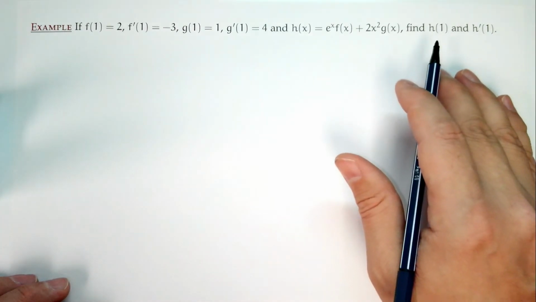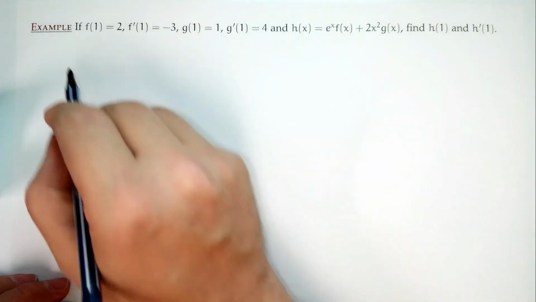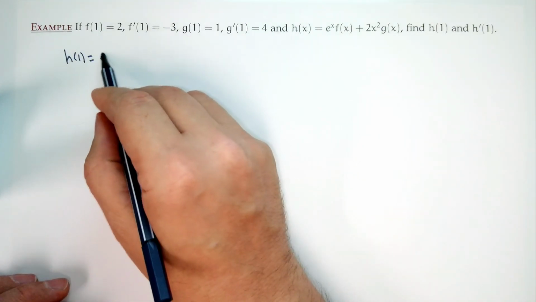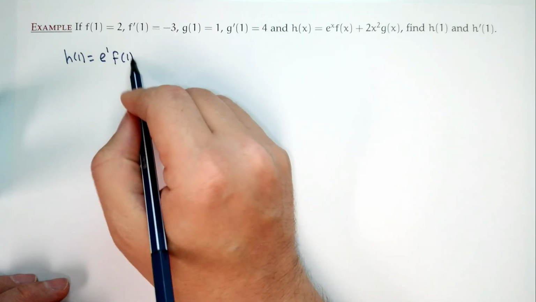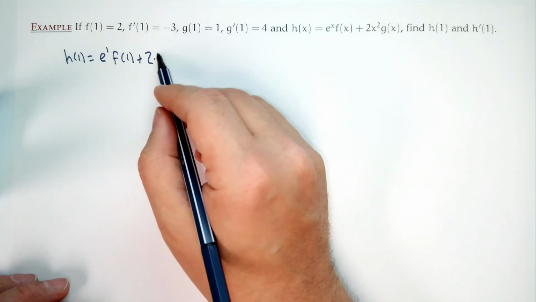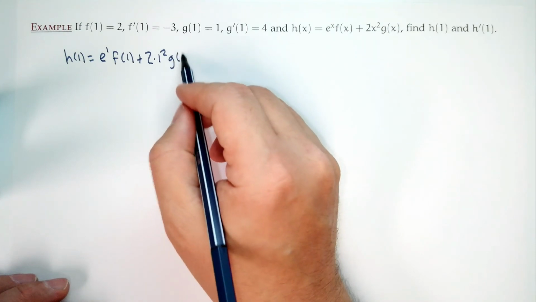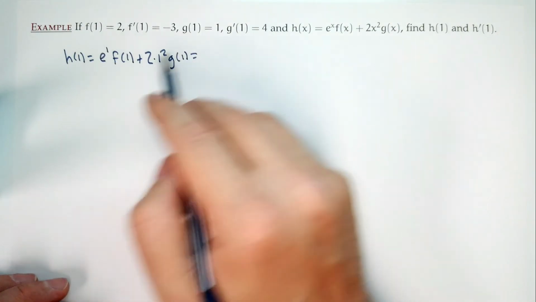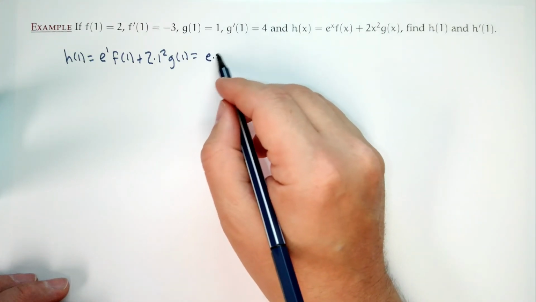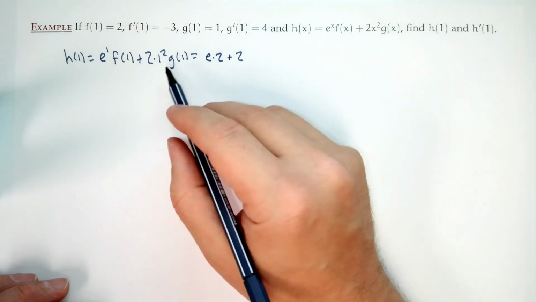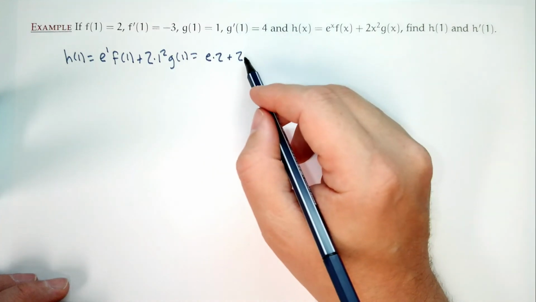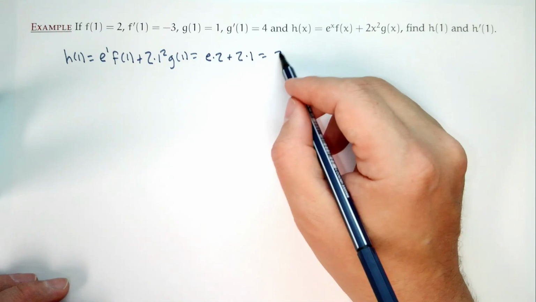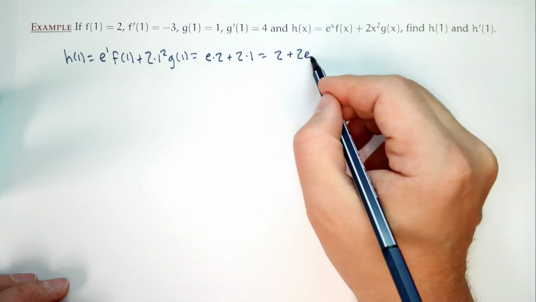Now h of 1, that's not so hard, so we just plug it in. h of 1 would be e to the 1 times f of 1 plus 2 times 1 squared times g of 1. So e to the 1 is e, f of 1 is 2, so this is e times 2 plus 2 times 1 squared, which is 1, times g of 1, which is 1. So we end up with 2 plus 2e.